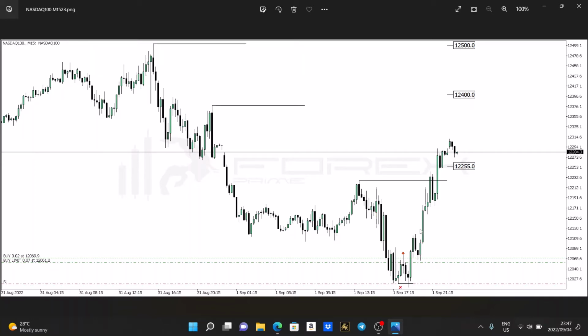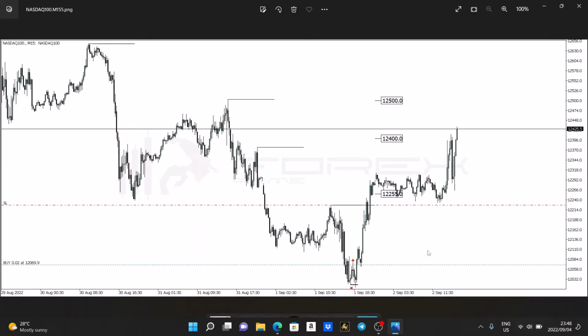It's up to you. We all have different ways of managing our profits, but it's always important to secure your profit. Taking a look at the last slide, we can see that we took out the first objective, 12,255, and the second one, 12,400, and I don't think we got up to 12,500.